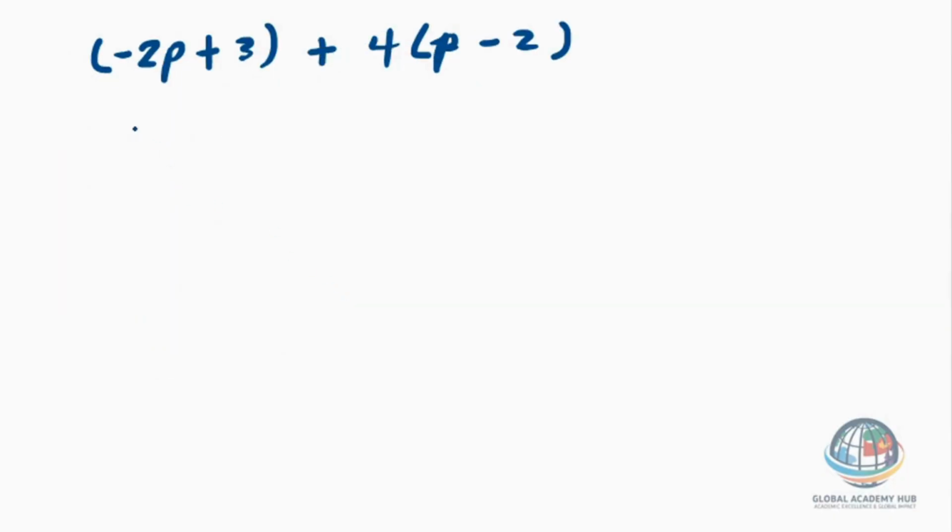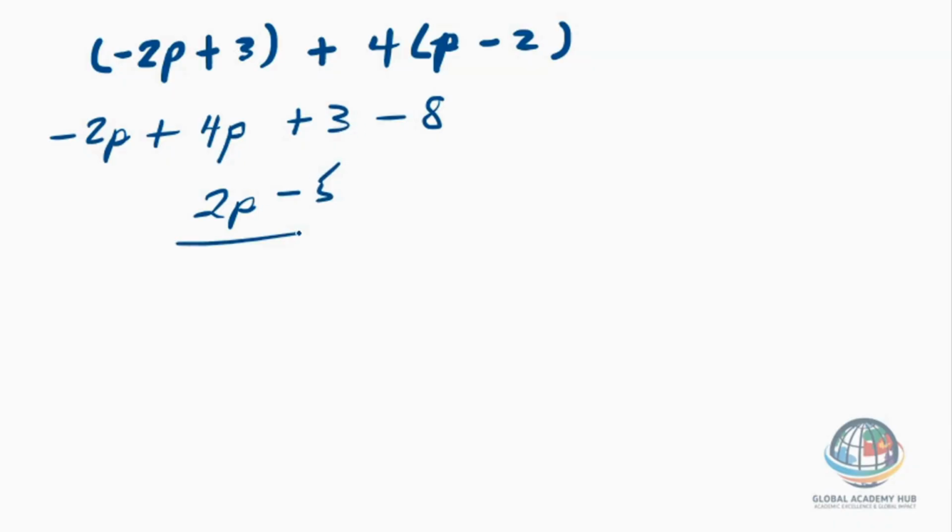Let's try another one. Again, I'll remove the brackets, so I have minus 2p. And in the other bracket, I have 4 multiplied by p. So I'm just going to put that here one time. So I'm grouping the like variables together. Then plus 3, then plus 4 times a minus 2. That's a minus 8. Minus 2p plus 4p is 2p minus 5. 3 minus 8 is minus 5.